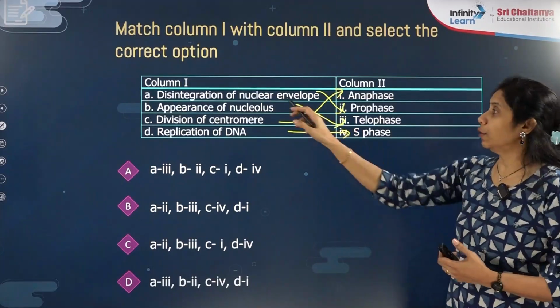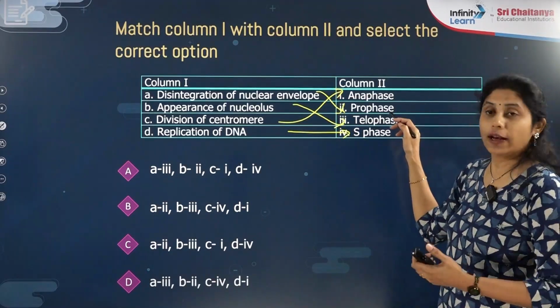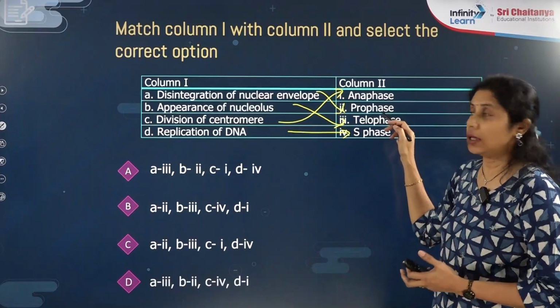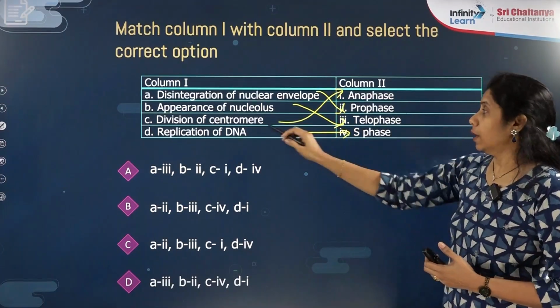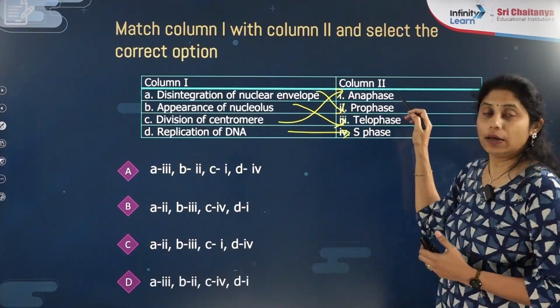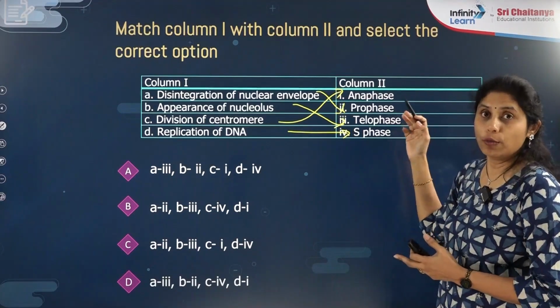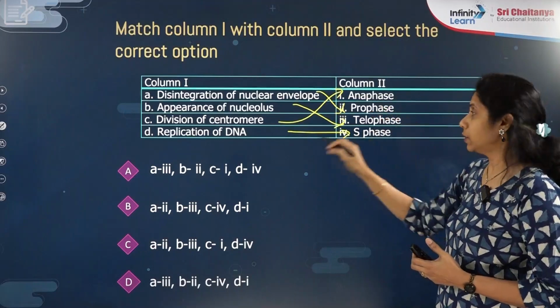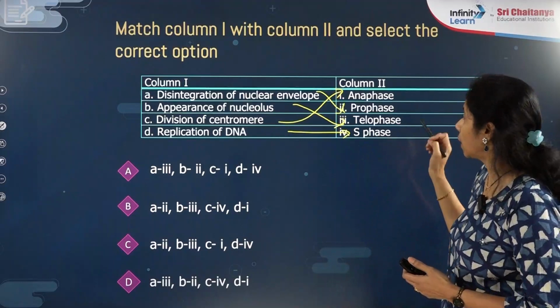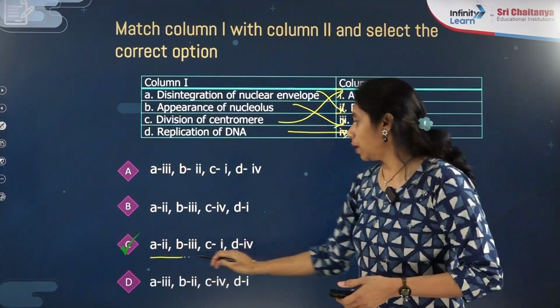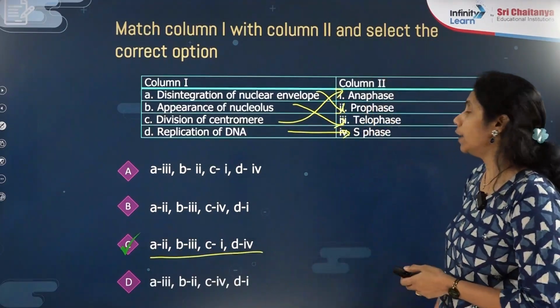So the nuclear envelope will be disappearing. Nuclear envelope, nucleolus, Golgi, ER disappear in prophase and reappear in telophase. The centromere will be dividing into two daughter chromosomes in the anaphase. Then replication of DNA occurs in the S phase. So for this question, the correct answer will be C: A2, B3, C1 and D4.